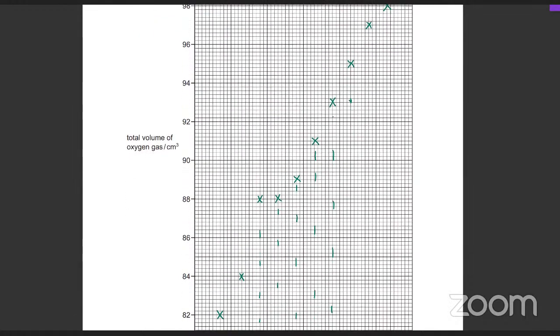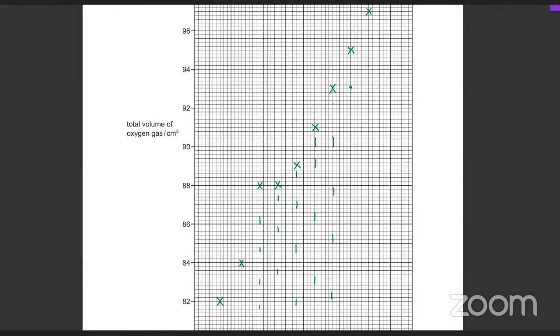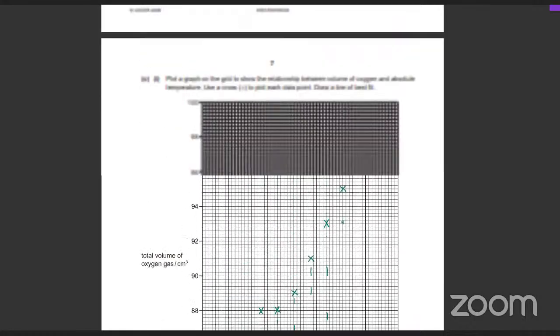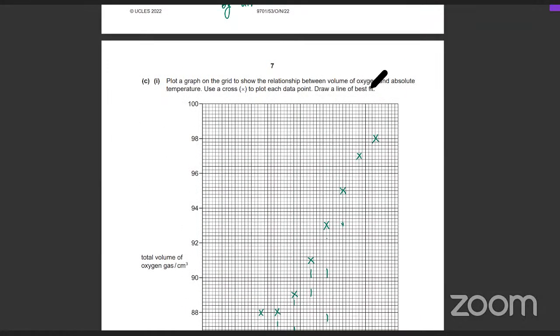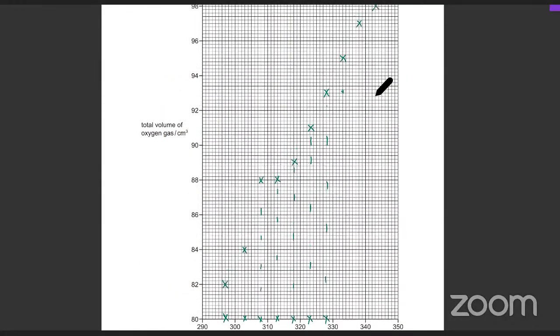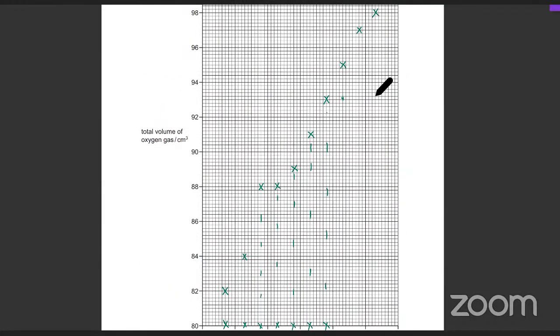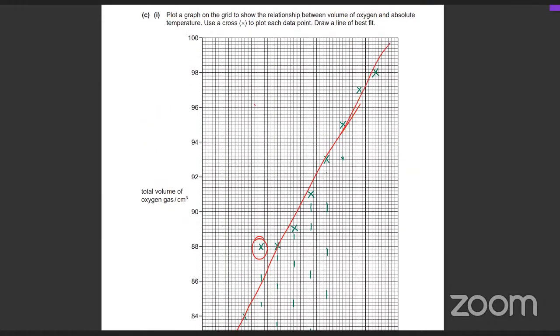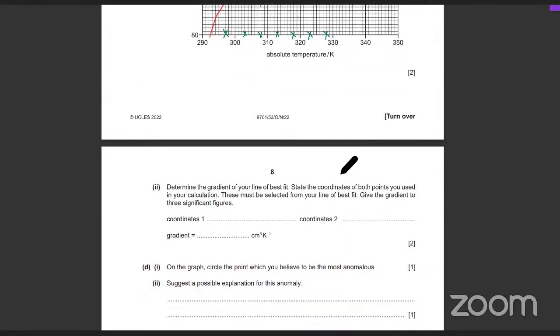So, okay, we've got a rough sketch. What did he ask us to do to show the relationship? Draw a line of best fit. I think it's going to be a straight line. I don't have a ruler, so I'll just make sure. This is an anomalous point, so don't include this in the line. So it's probably going to be something like this. That's just a rough line. You'll have a ruler to do this with. So that's your best fit line.